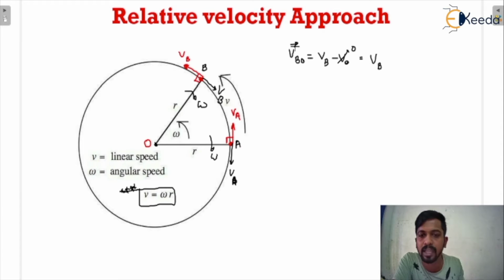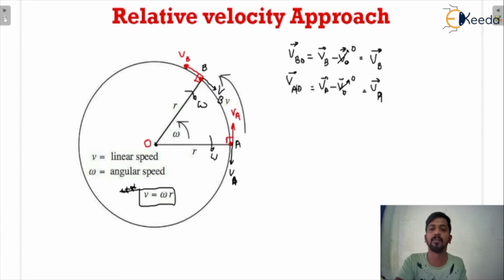Since it is a velocity, we can consider it as a vector quantity. Similarly, for point A, it would be VA minus VO, and VO is 0, so it would be represented as VA vector. You can consider it a vector because we are discussing velocity. Are you getting my point? So that is for when one point is the fixed center, that means having zero velocity.